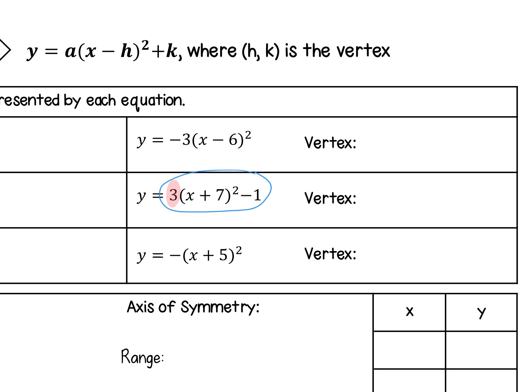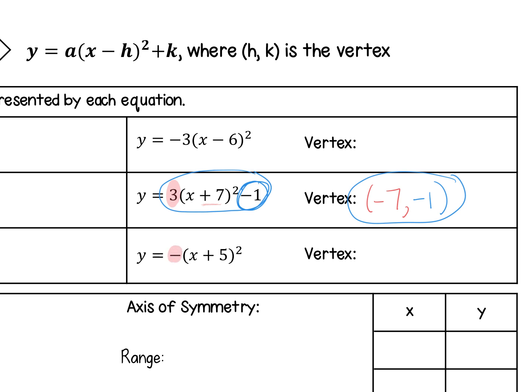So this -7, remember, the vertex is actually going to be the opposite of that for the x value because it actually moves it left. So it's going to be -7. And then the y value of the vertex is always equal to whatever's out here. You don't take the opposite of it. So it's (-7, -1).